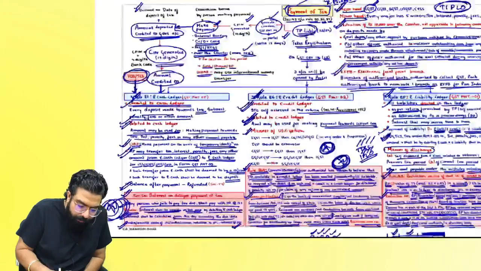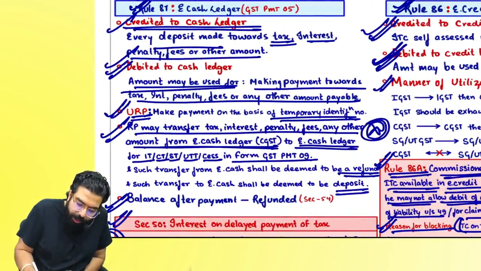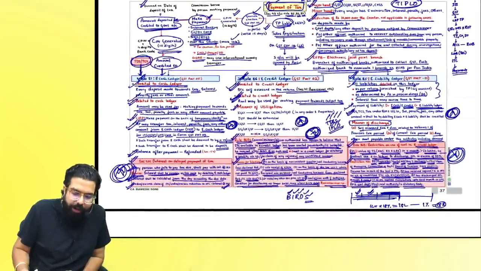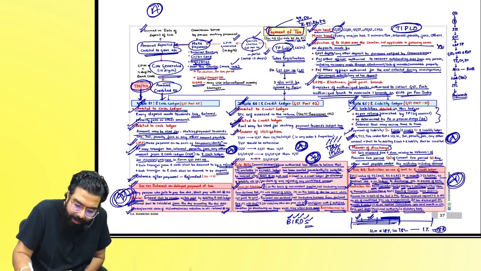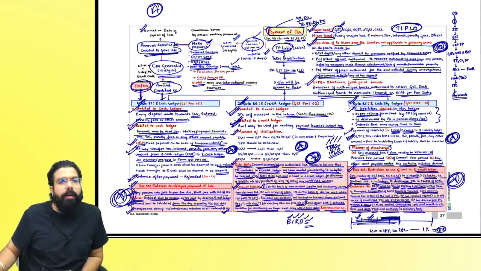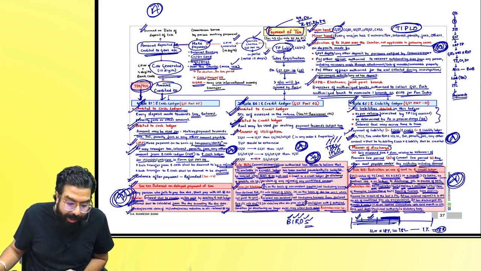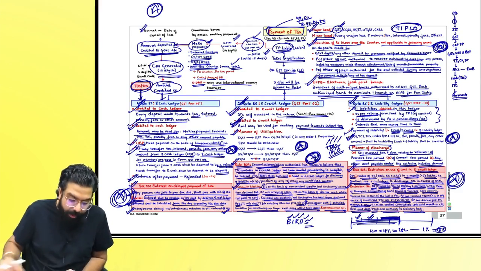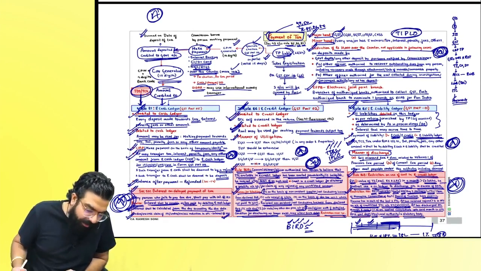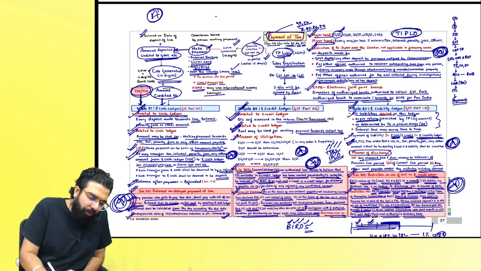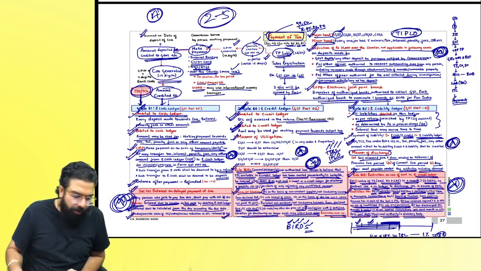Sir, also if you want to transfer from your cash ledger, you can use GST PMT 09. When is the 10,000 rupees provision not applicable? When the 10,000 provision is not applicable, it means you can deposit more than 10,000 in cash. This is also important. I will stop my discussion over here. 2 to 5 marks is something which you can expect out of this chapter.